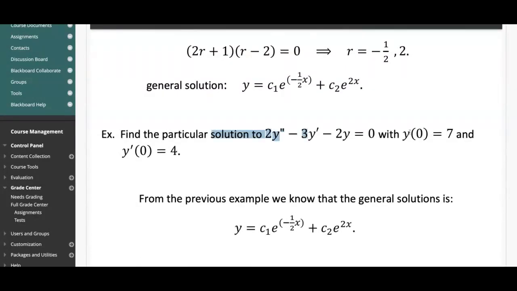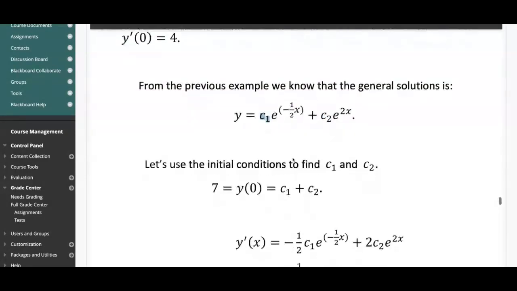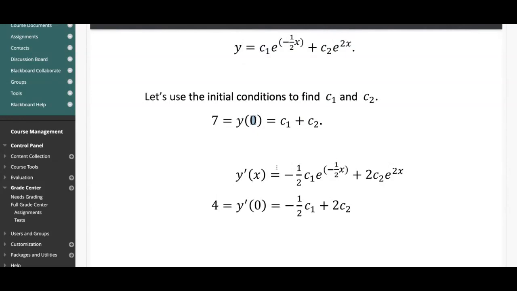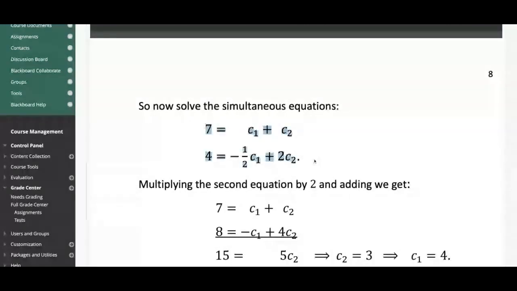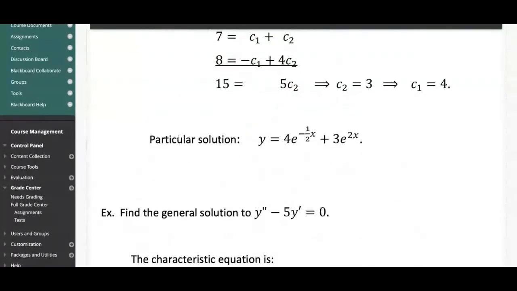Find a particular solution for this, right? Given 2 points, 1 point for function y, 1 point for y prime. Because we have 2 unknowns, we need 2 equations to find those 2 unknowns. Very similar. We just plug in the values, right? Solve the system of equations. So we have this system of equations, solve for c1 and c2. Then we'll get a particular solution, all right?